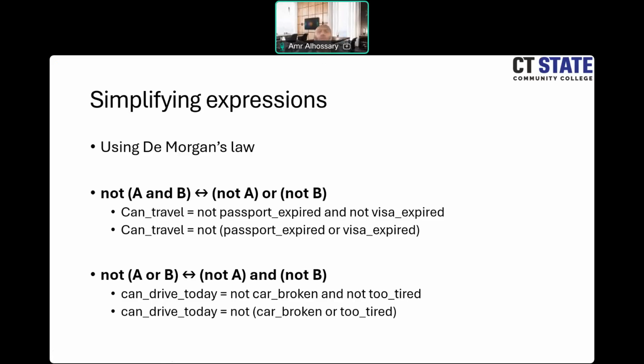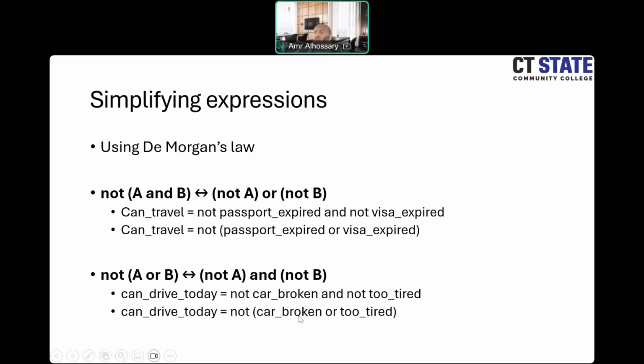Okay. Actually, it depends on your understanding of the word simplification, which is more simple. But in general, this is a way of converting the expression into a form that can be used later in more complex expressions. Similarly, not A or not B. I can drive today if not car broken and not too tired. Or I can say not (car broken or too tired).